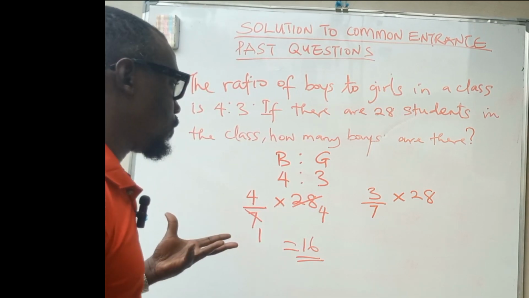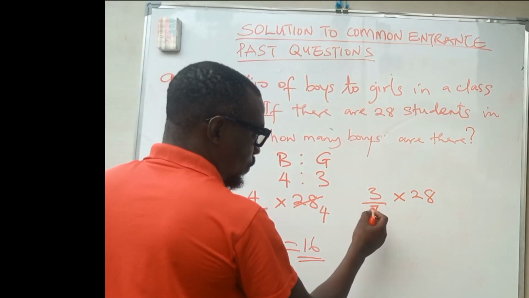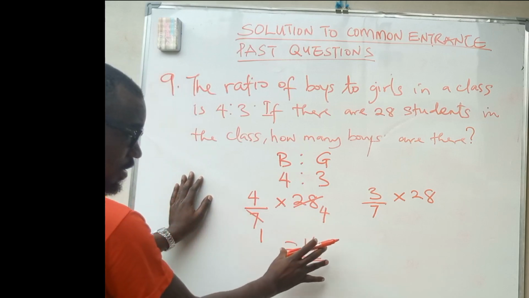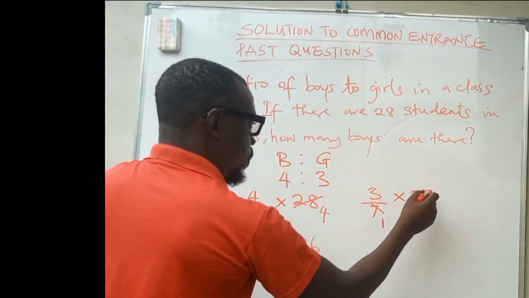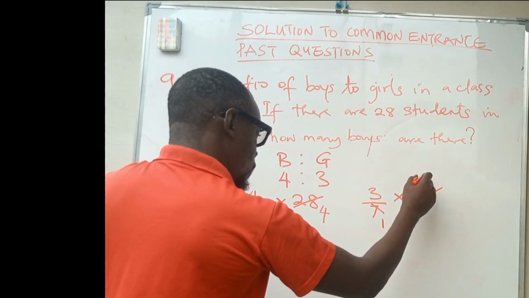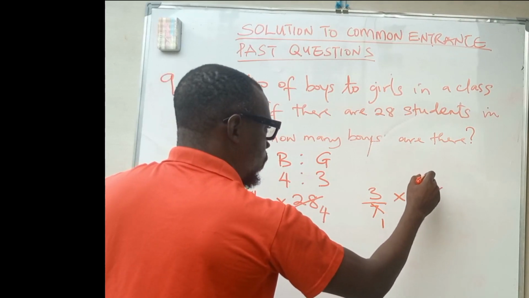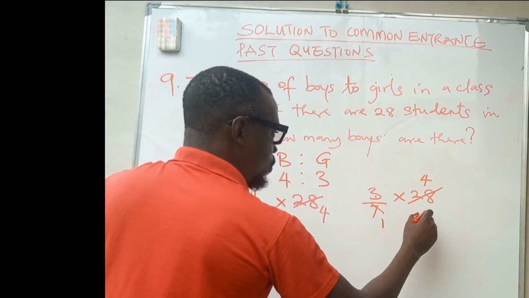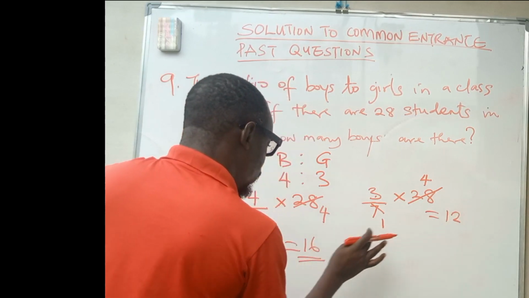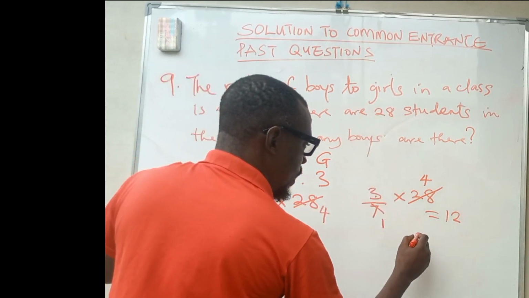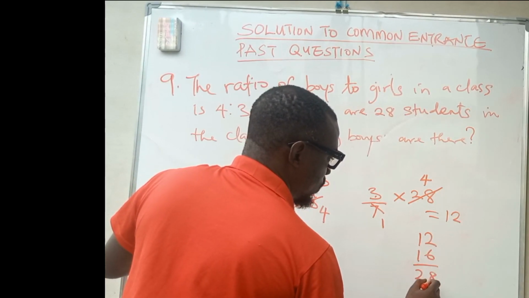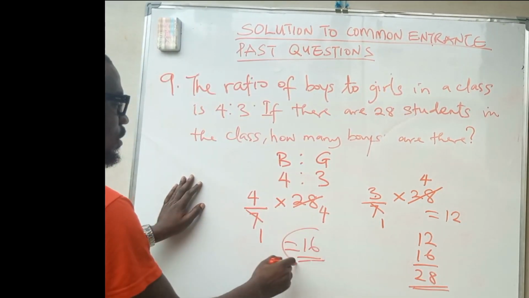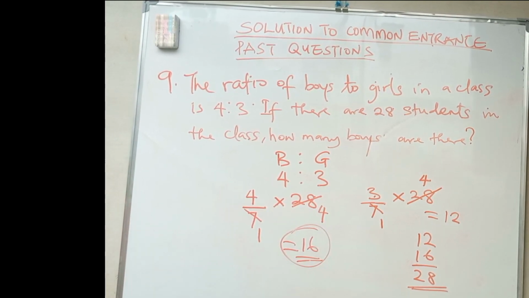For you to check if what you are doing is right or wrong, this is not part of the question. The answer is 16, but for us to double check, you can also do this thing here. When you divide it, it's going to give us 4. If you multiply this and this, it will give you 12. If you add this one and this one, it will give you 28. Let's add 12 and 16. The number will be 28. So the answer is 16. Thank you.